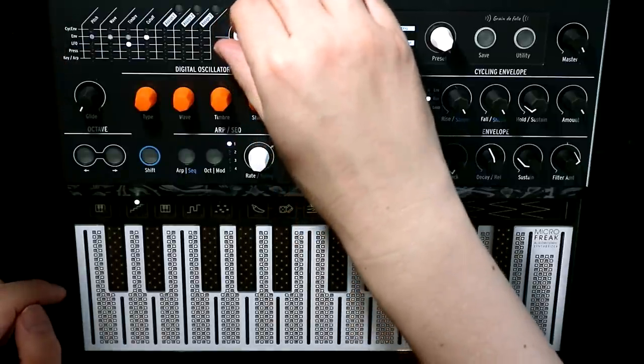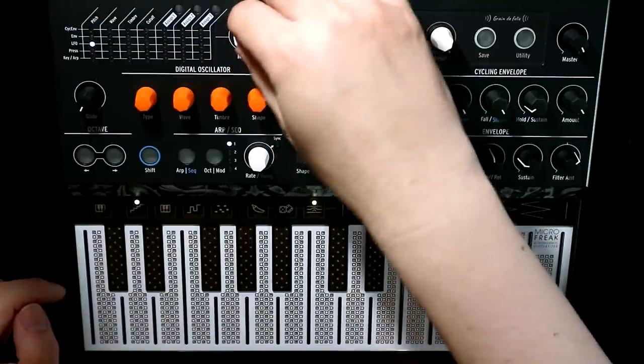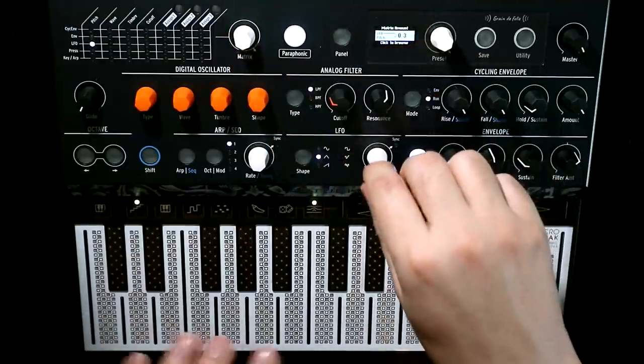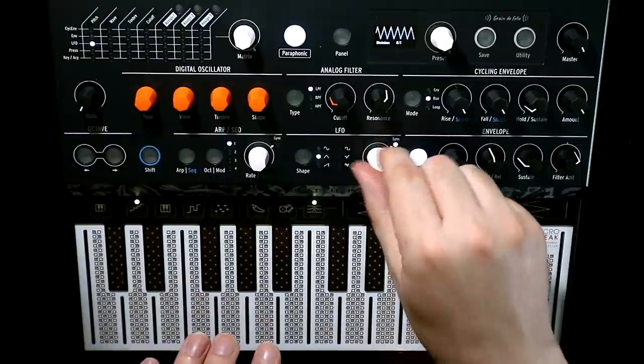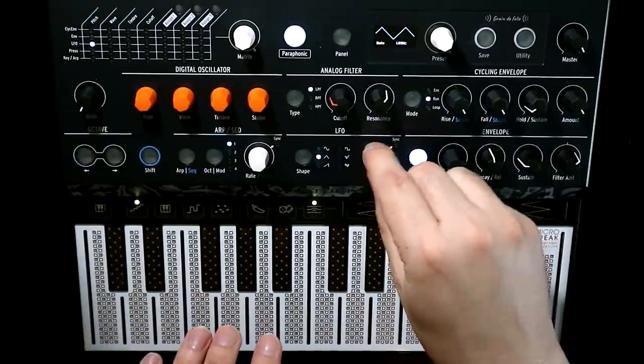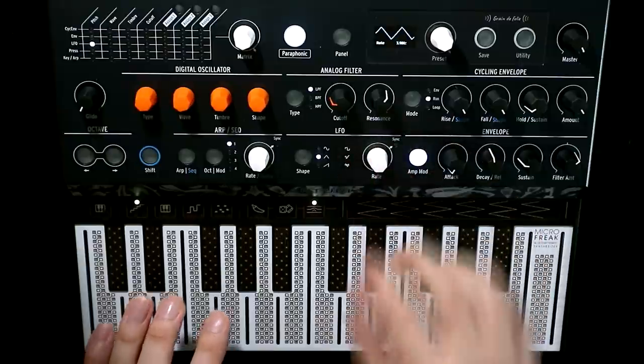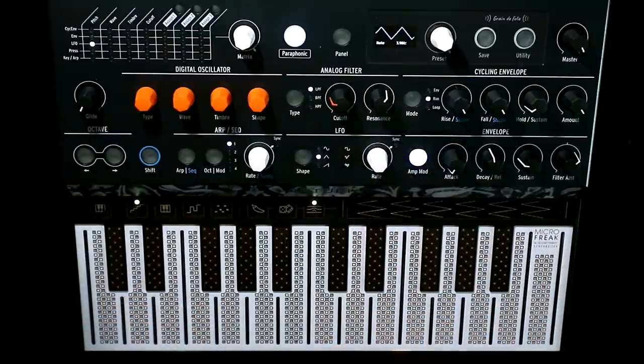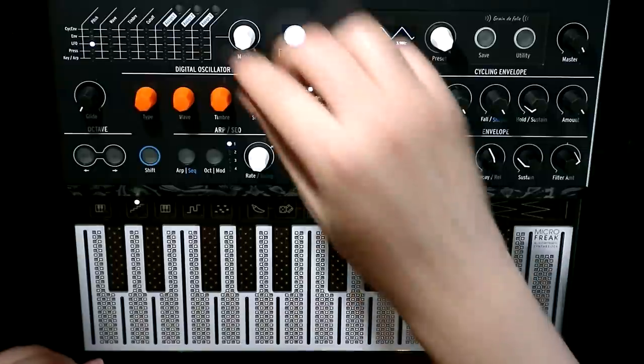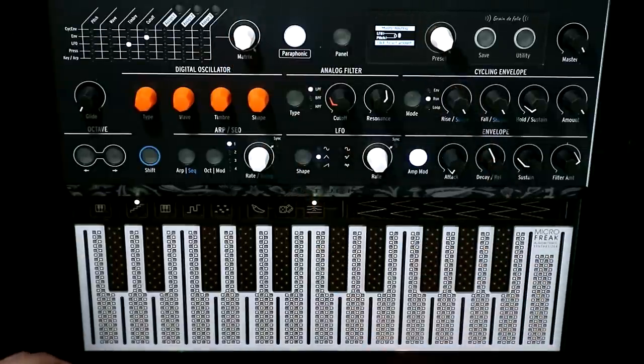Now, of course, the thing that we'd usually do with the pitch would be to apply just a little bit of pitch modulation to get a vibrato, which is lovely, obviously, but that's not where we're going today.